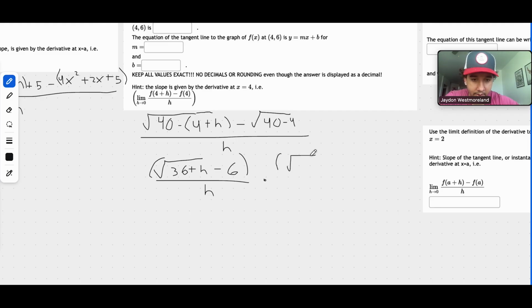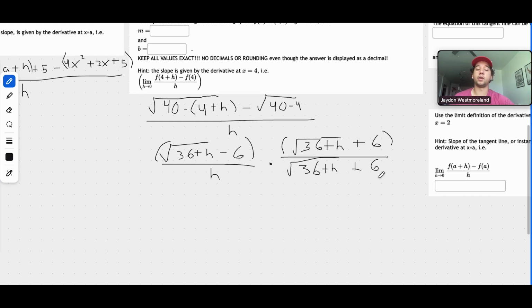So 36 plus h, now plus 6. And I'm going to do this on the top, and I'm going to do this on the bottom as well. And what that's going to do is allow me to eventually plug in h as 0 without having to deal with the fact that the denominator would end up equaling 0.